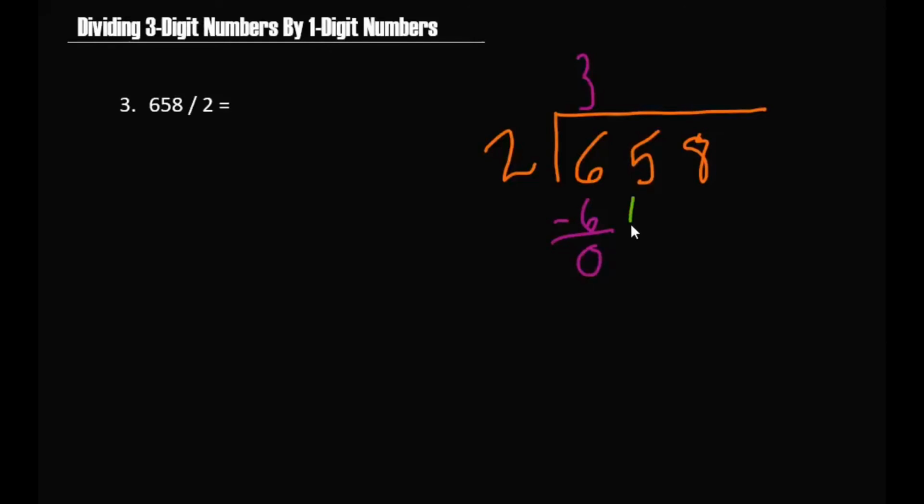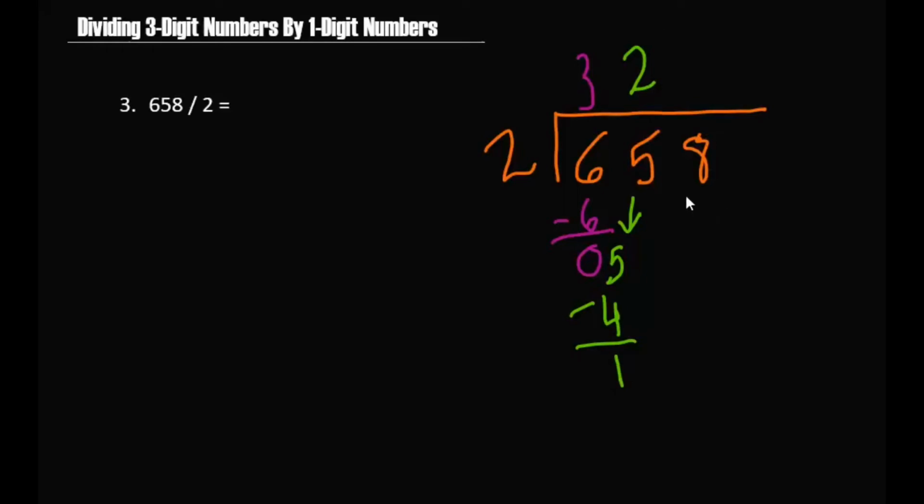Now we're going to bring down the 5. 2 goes into 5 2 times. 2 times 2 is 4. We're going to write a 2 up here, and we're going to subtract 4 from 5. 5 minus 4 is equal to 1.